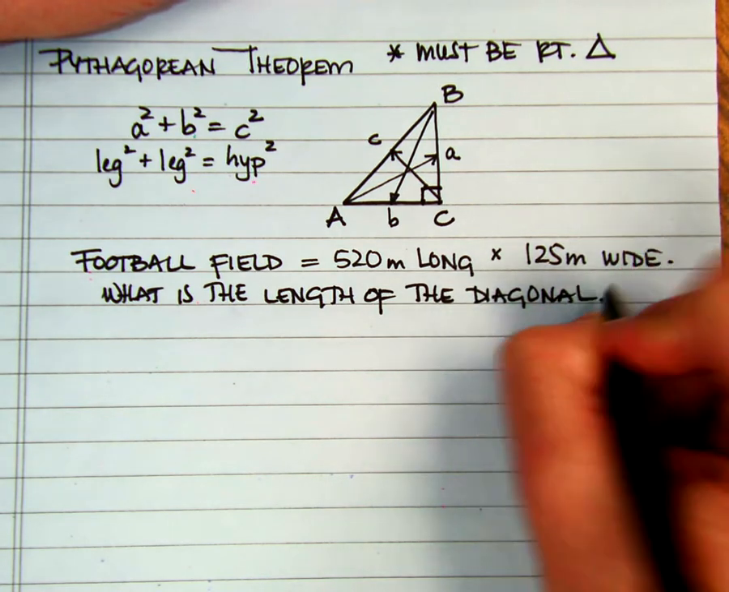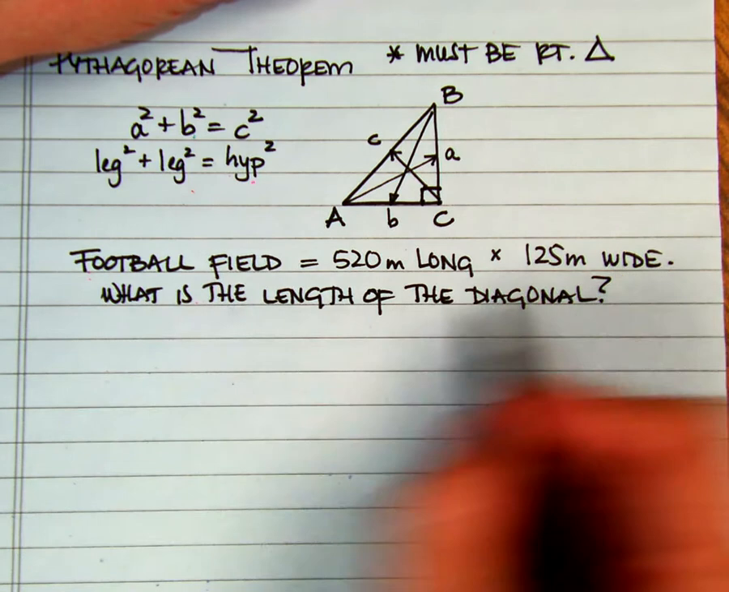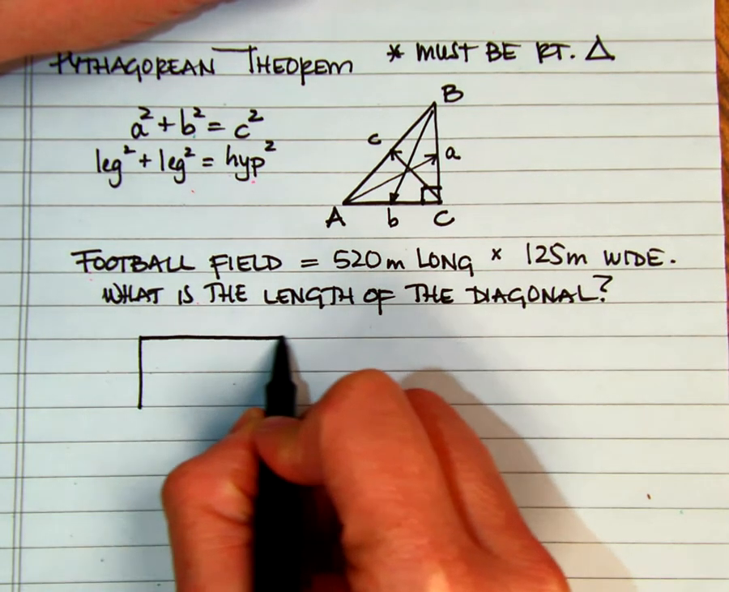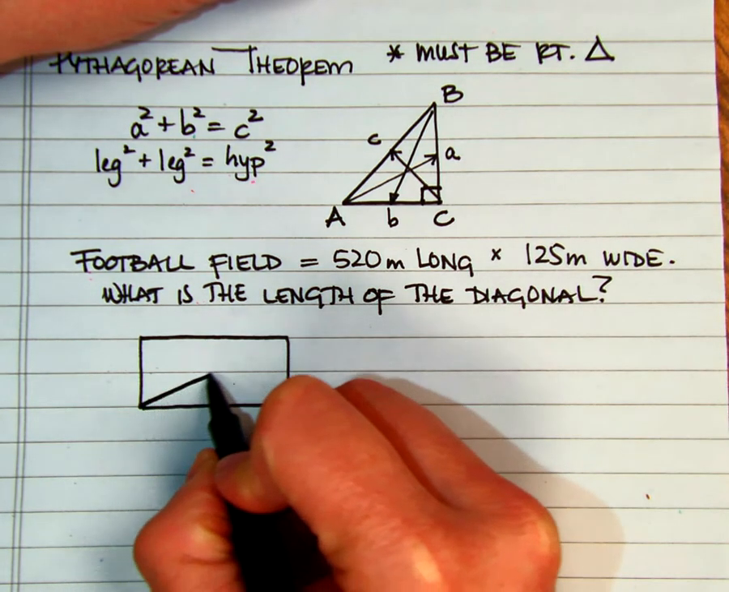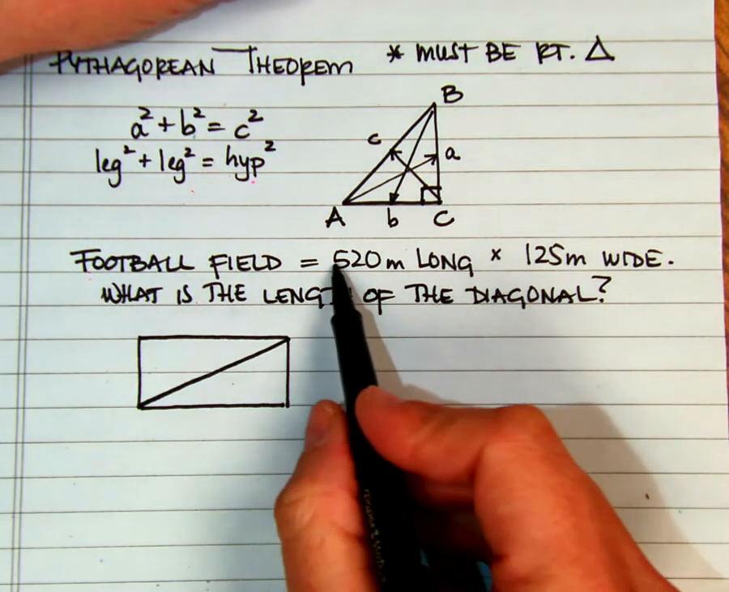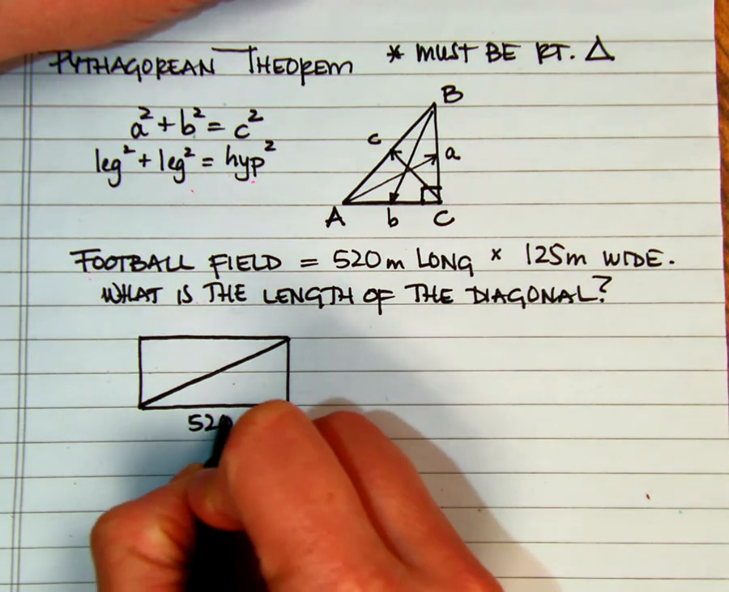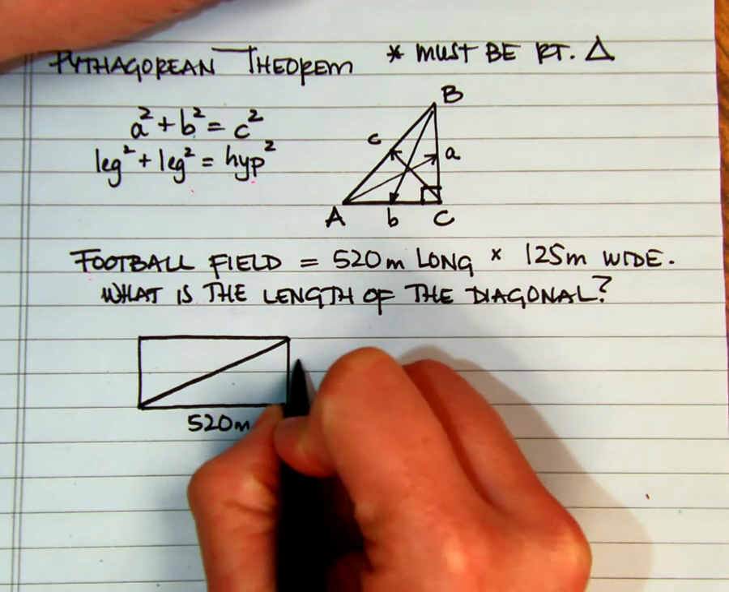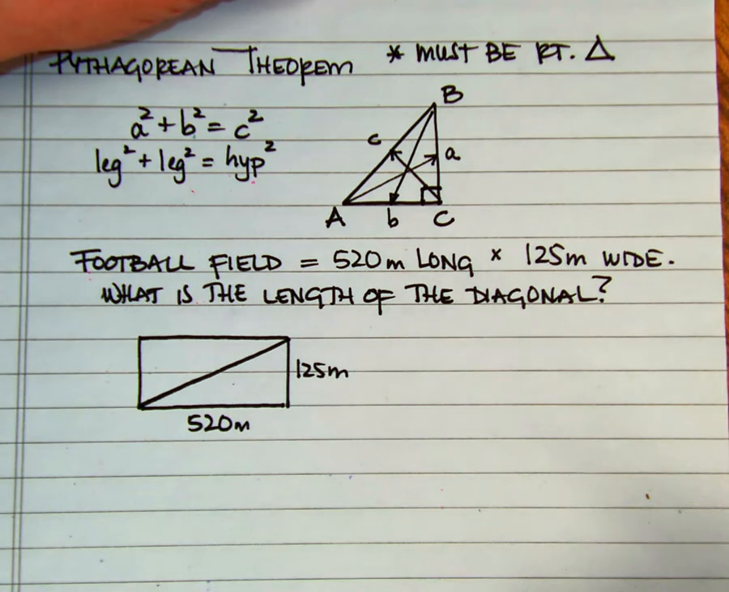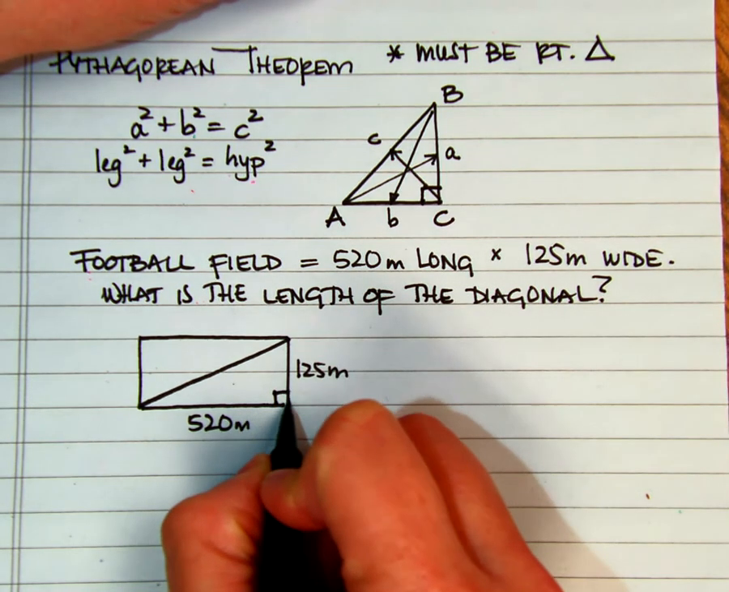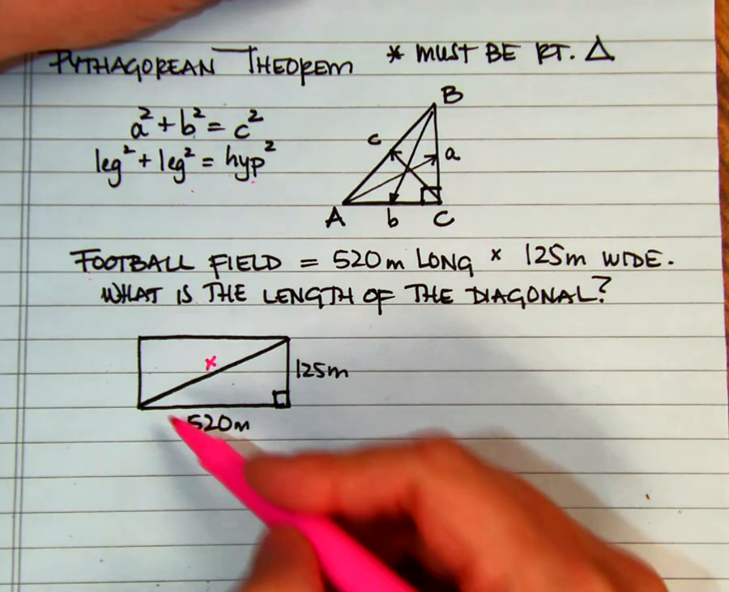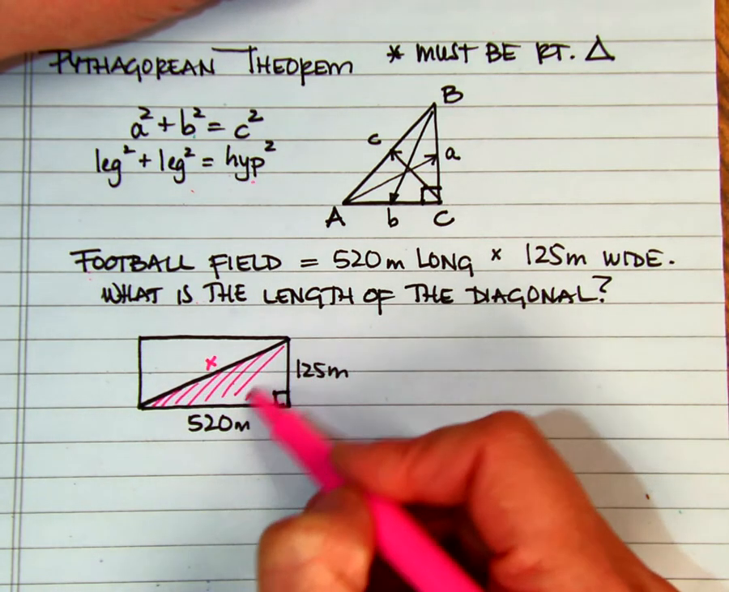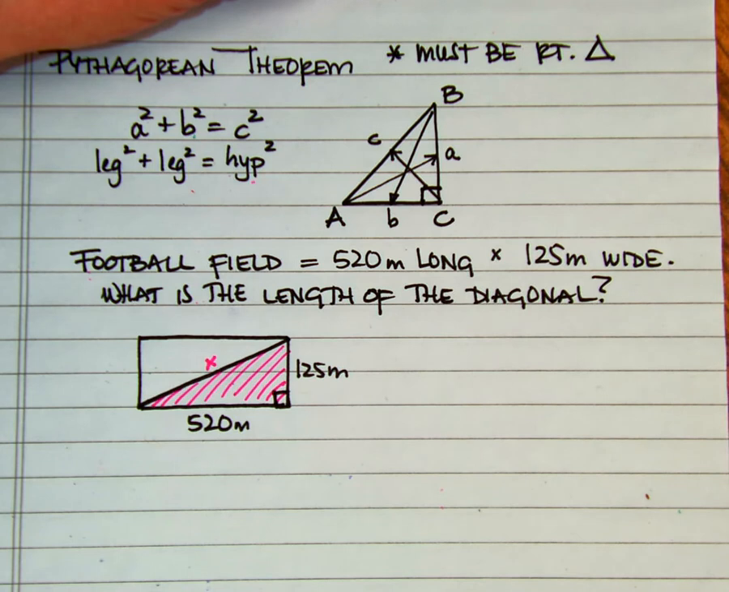So a quick refresher on what a diagonal is. We're going to draw this picture. Our football field is going to be a rectangle. If I'm talking about a diagonal, I am looking specifically for that piece. I know it is 520 meters long and 125 meters wide. Because it's a rectangle, we also know that it's going to have right angles. So I am looking for the length of that piece, and I am going to focus in on that triangle right there.